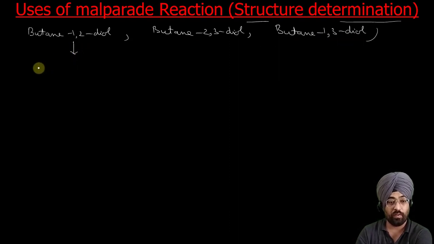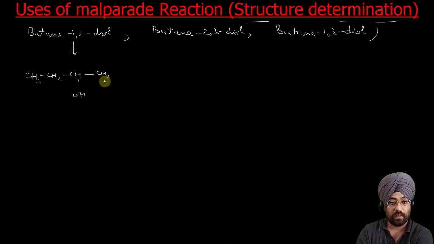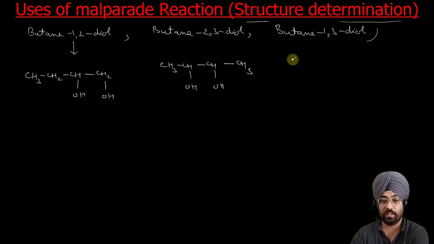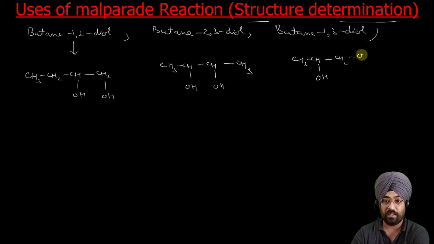Butane-1,2-diol is CH3 CH2 CHOH CH2OH. Butane-2,3-diol is CH3 CHOH CHOH CH3, and butane-1,3-diol is CH3 CHOH CH2 CH2OH. So this is your butane-1,2-diol, butane-2,3-diol, butane-1,3-diol.